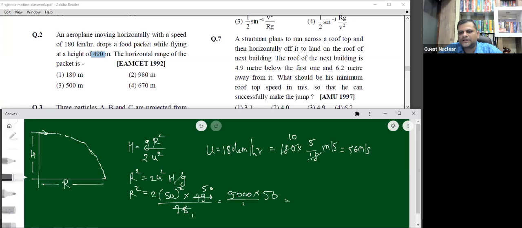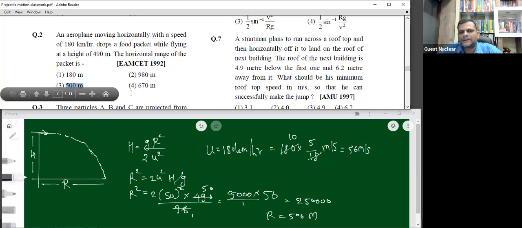तो ये कितना बन रहा है? 50 into 5000 बनता है 250000. करेक्ट है? यस. सो इसका अगर स्क्वायर रूट निकालेंगे तो हमको मिलेगा 500 मीटर. दैट इज गोइंग टू बी द ऑप्शन 3 हियर.